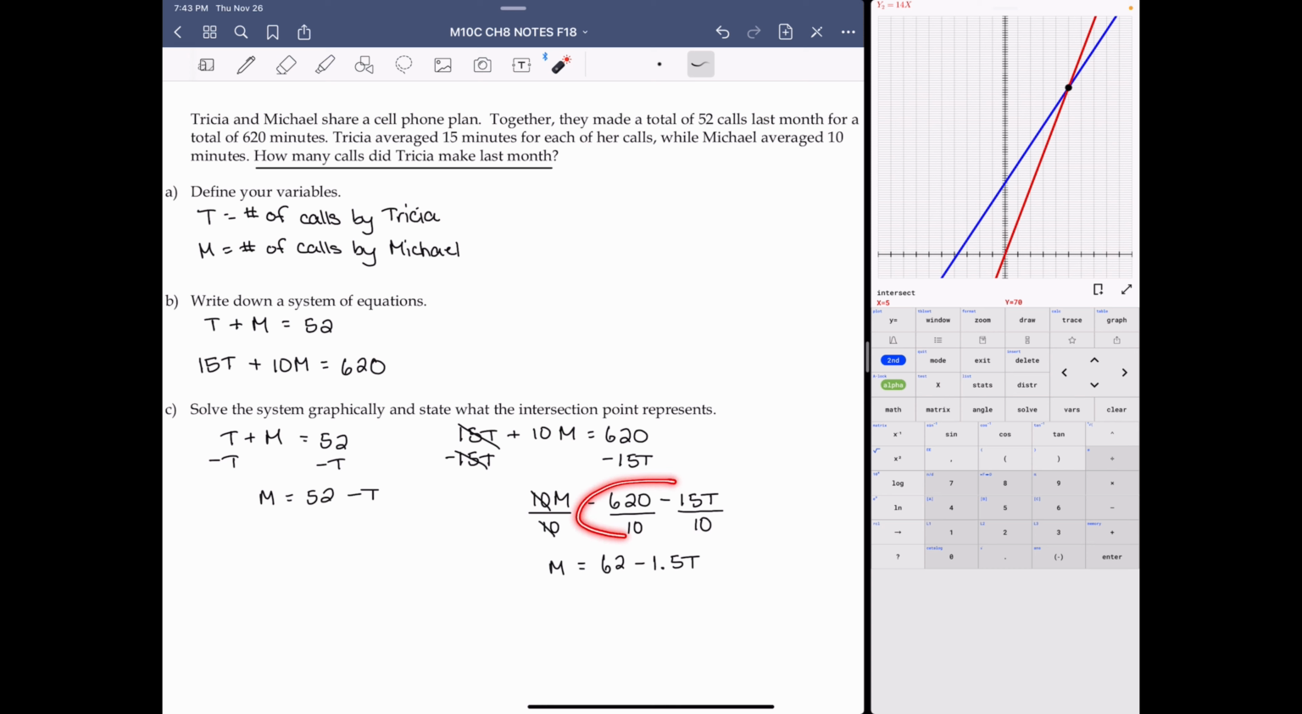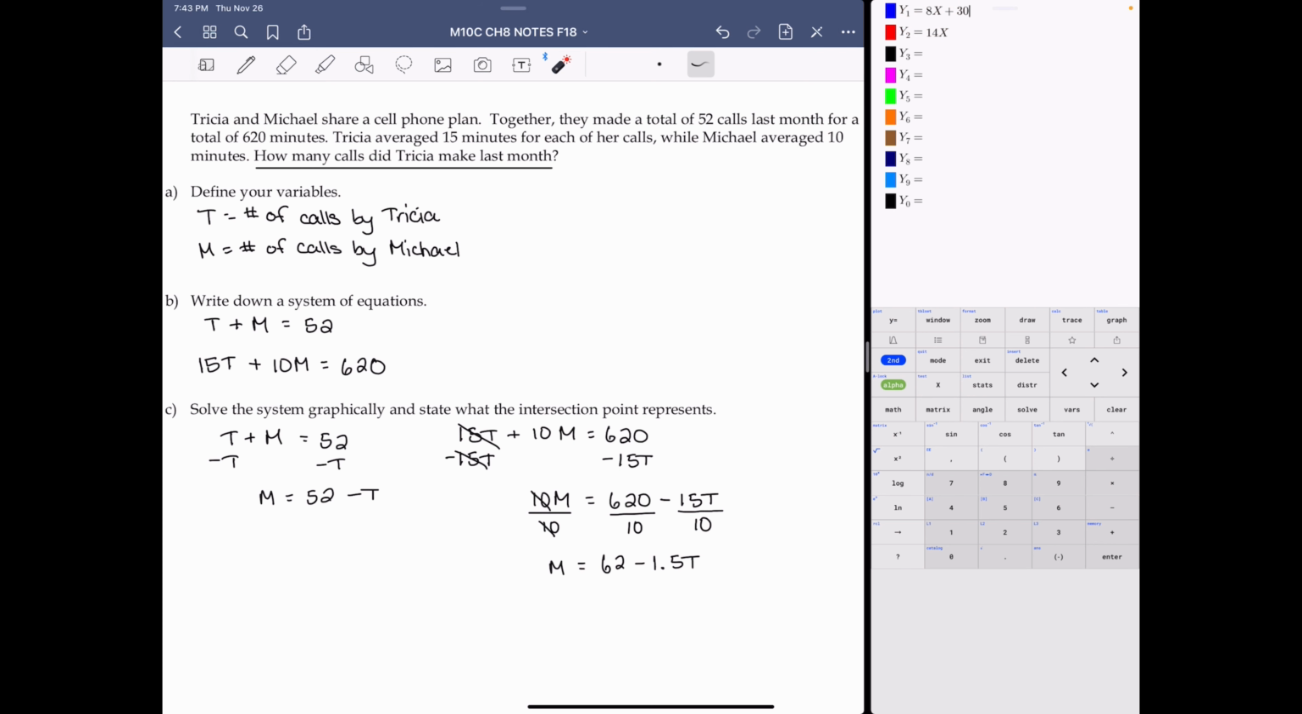You could actually leave it in this form and just put that into your graph. That would be fine. But this one is pretty easy to simplify, so I simplified it. Go back to y equals, clear the last graphs, and enter your new ones. We have 52 minus x, and then 62 minus 1.5x.